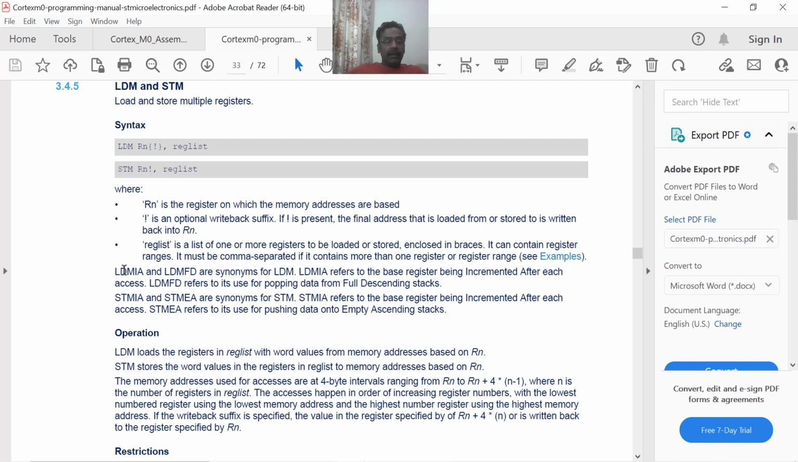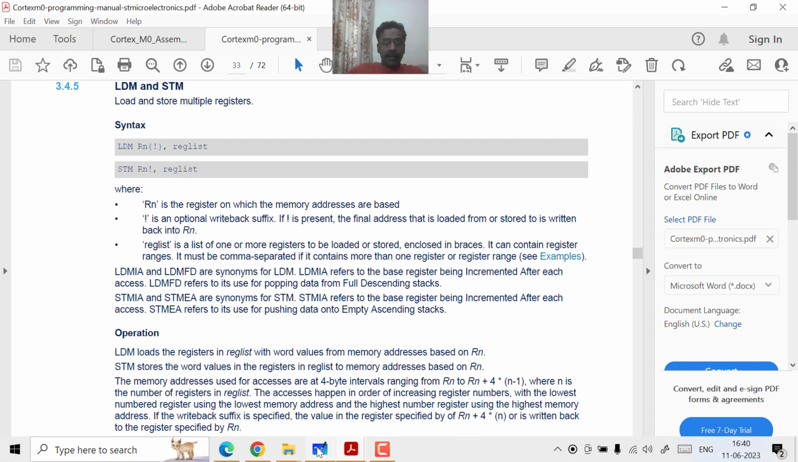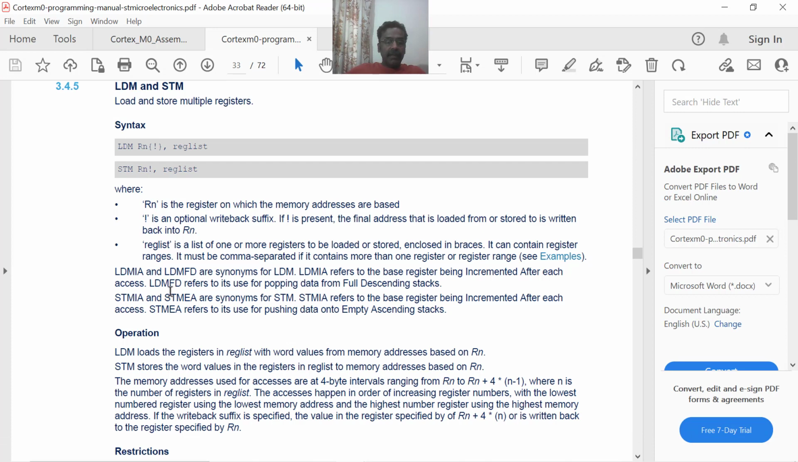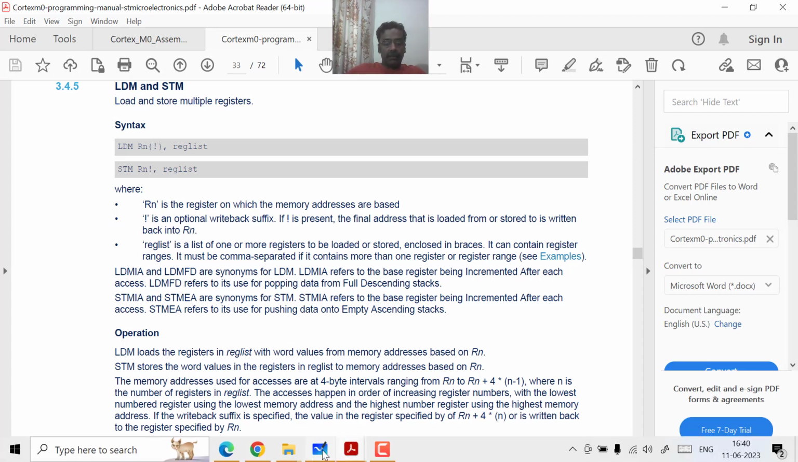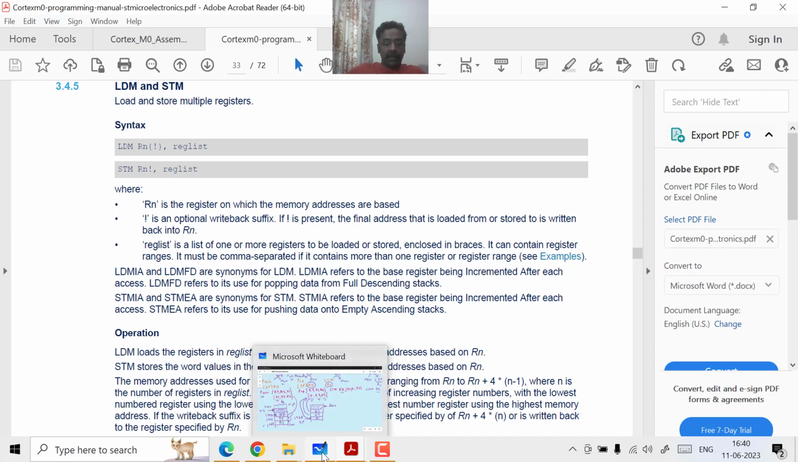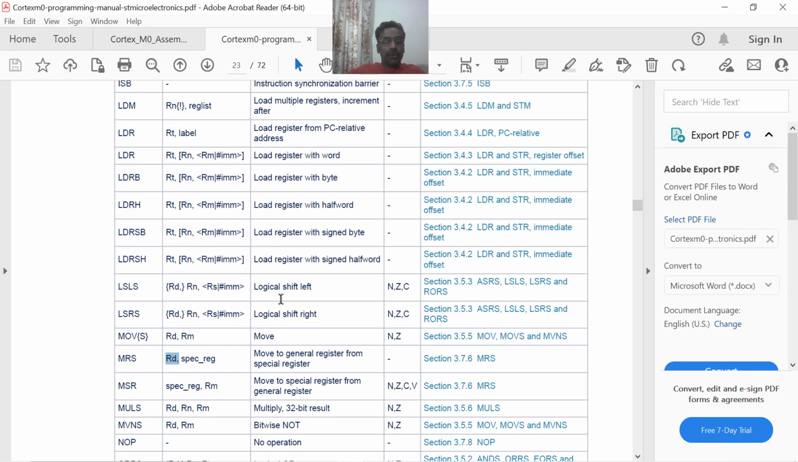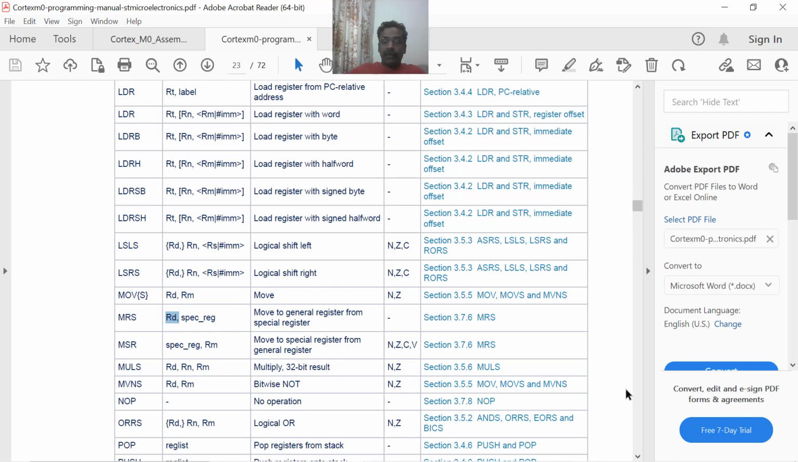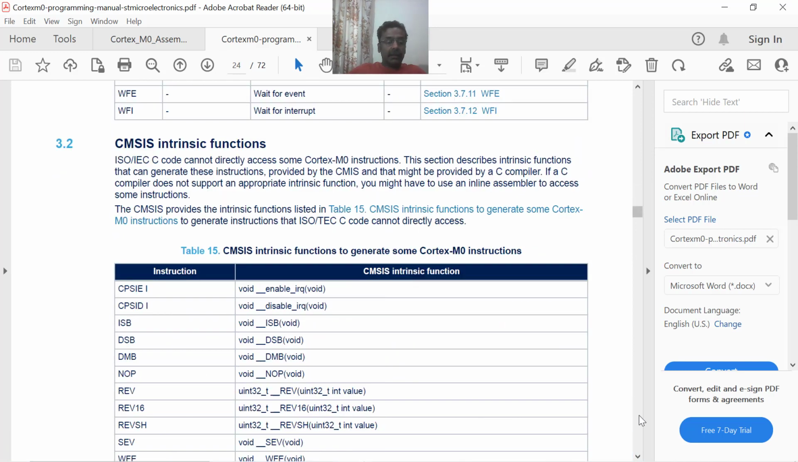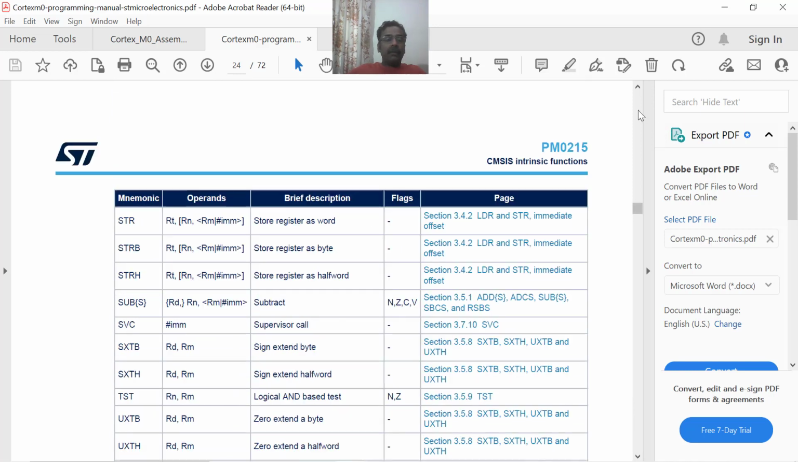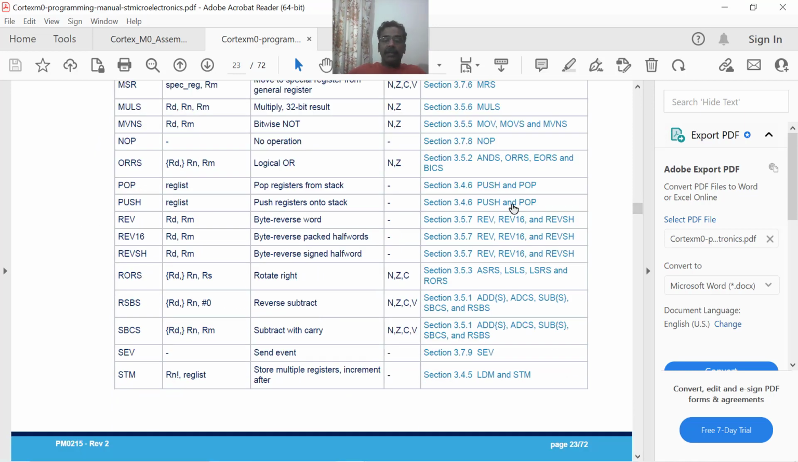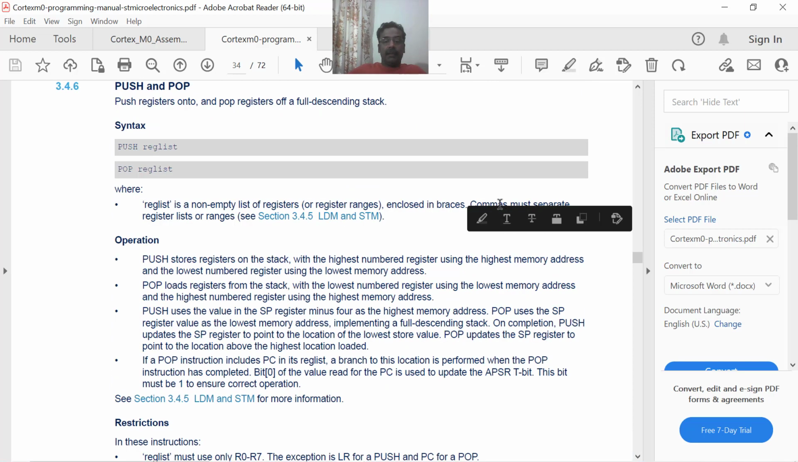Now see, we are talking about STM right here. Now STM is called increment after, or no, it is LDM STM, so I will come to this LDM STM. We need to talk about it. The push pop, maybe I'll go. Just let me show you that push. Okay, we are talking about push, right? So let me show the push instruction. Push instruction is here. Let me go here. Now push is here.